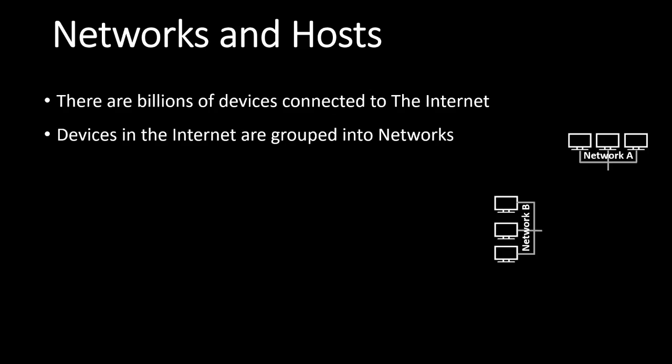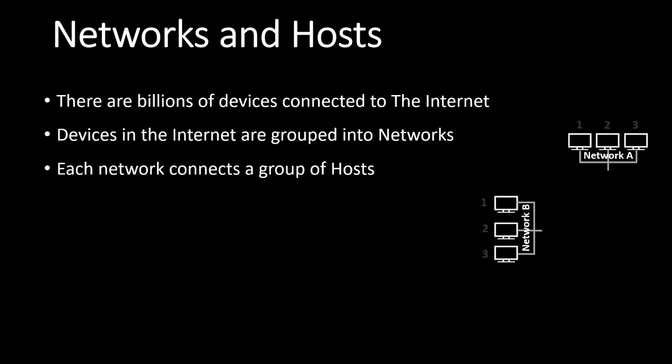So let's assume we have these 2 networks. We have network A here and network B here. Each network connects a group of hosts, and let's call them host 1, 2, 3 for network A and host 1, 2, 3 for network B. As you can see here, we can have the same host number in each network, and still it identify different device based on network name.